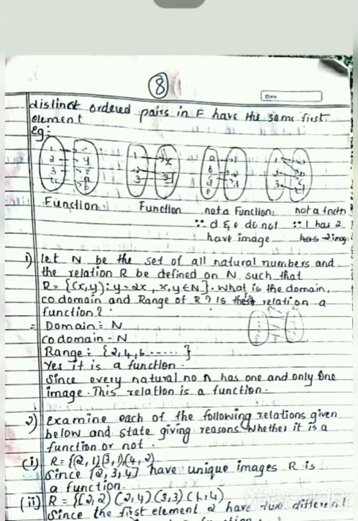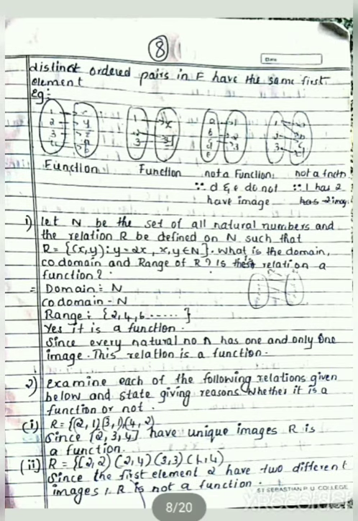Now come to the third example there. First set is a, b, c, d, e. Second set is 1, 2, 3. In that, the elements a, b, c have images, but d and e do not have any image. So it is not a function. It is not a function because d and e do not have any image.